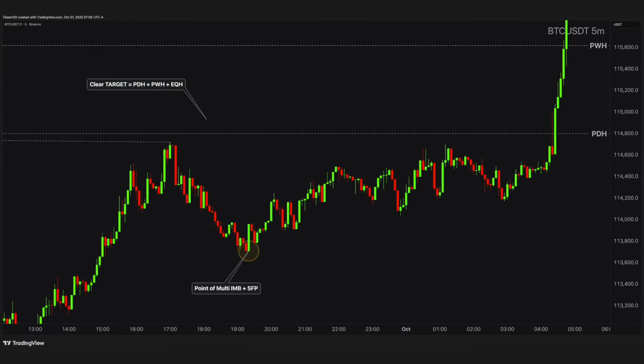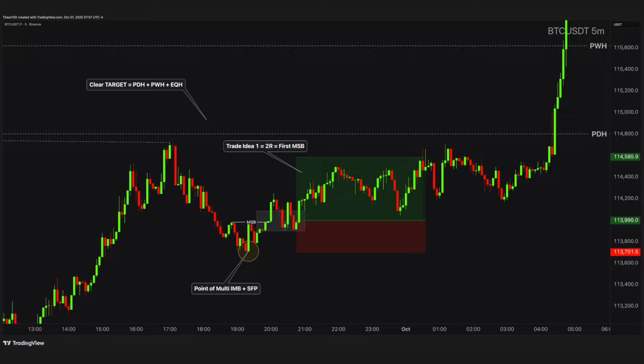Now let's drop down into the 5-minute chart on the lower time frame and see exactly how these trades played out. Right in this zone, as you can see, structure shifted sharply with a big imbalance. At that moment, you could have built a nice 2-hour trade setup. That's your very first possible trade idea right here.